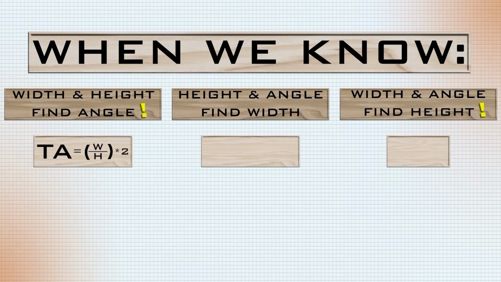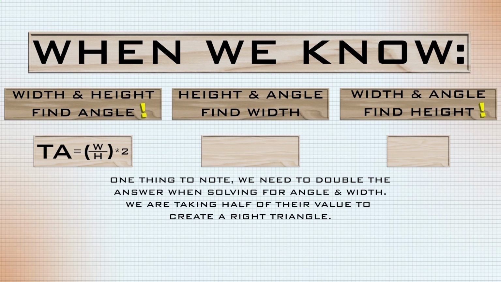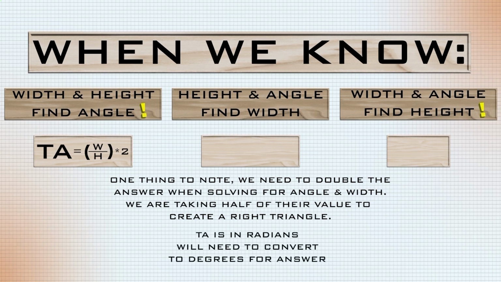Now, why with the times 2? Well, we're only finding half our width, so we need to multiply it back out to get the full angle. If you're using a graphing calculator, Excel, or OpenOffice, tan is in radians and will need to be converted to degrees for an answer. So please remember that.